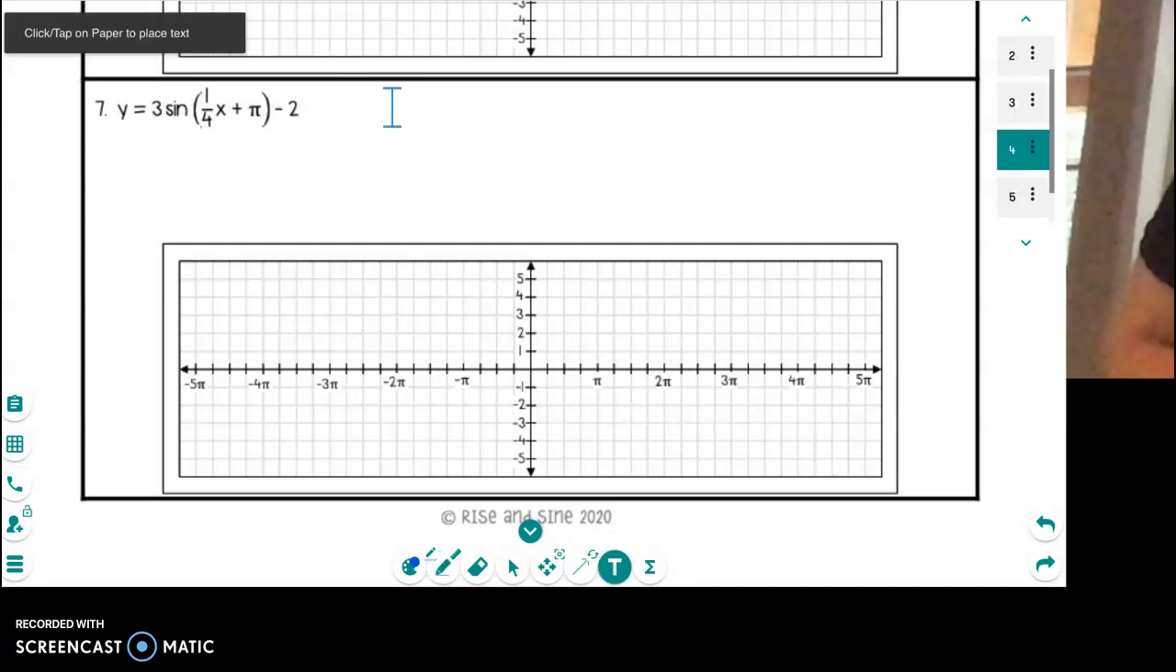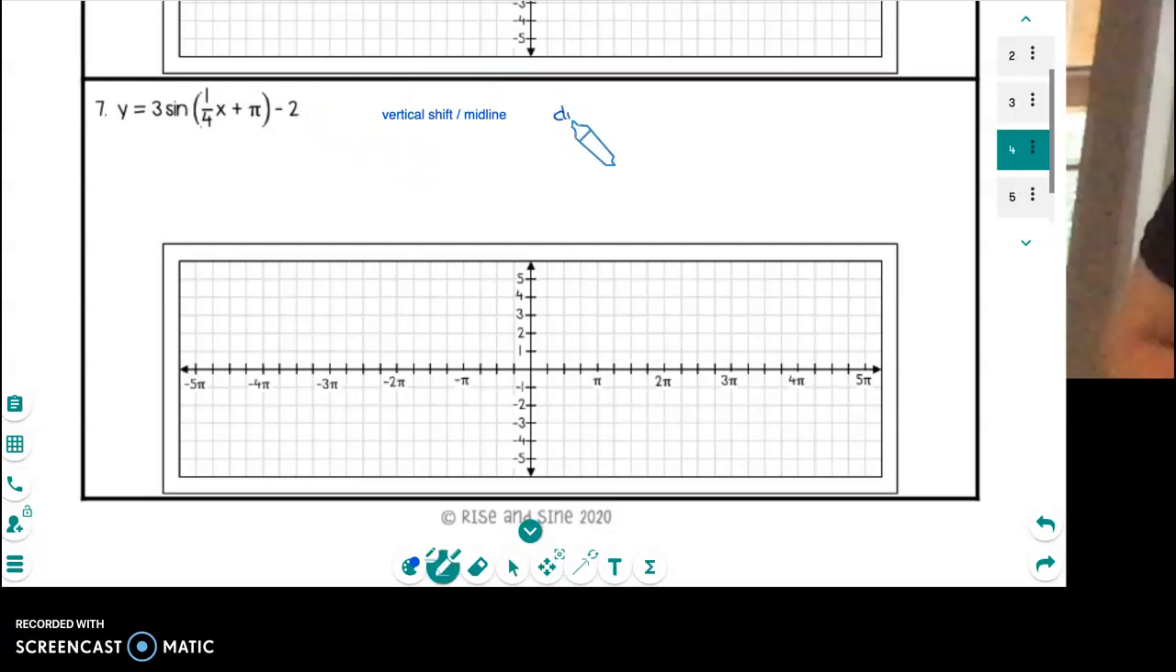If I were you, I would start with the vertical shift, because that tells you the midline. So if we look down here, this has gone down 2. Once you've discovered that, I would go ahead and draw your midline in here down 2.